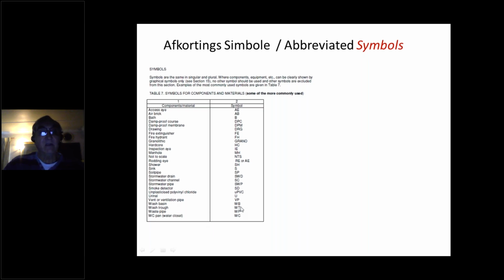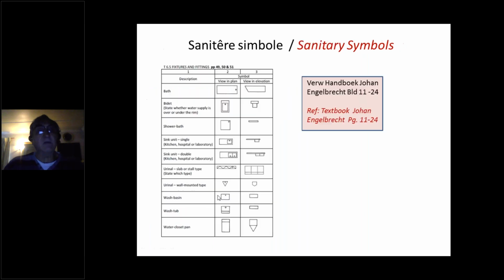Wash trough is that stainless steel trough that you usually have on the outside of the wall to do the washing. Then you've got a water closet. Water closet is a toilet. WC, water closet. In Afrikaans, kyk maar na die Afrikaanse vertaling, wat ook gegee word. Sanitêre simbole. Sanitary symbols in Johan Engelbrecht's book, you'll find it on page 11.24.